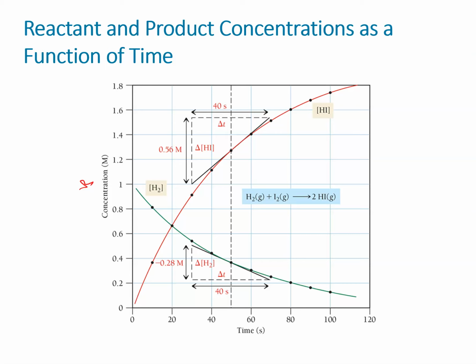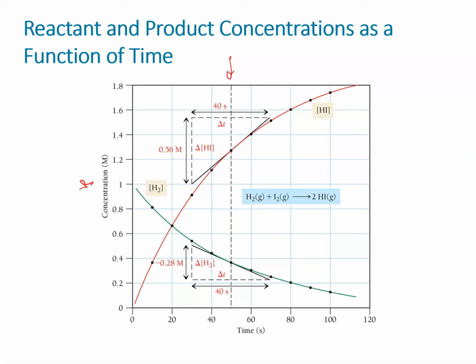You'll also notice the rates of reaction are different, because for every mole of hydrogen gas which is consumed, we're making 2 moles of hydrogen iodide gas. This makes sense. So we would expect the rate at which hydrogen iodide increases to be greater than the rate of decrease for hydrogen gas. And we see this effect if we look at this dashed line here. That's the time point around 50 seconds.